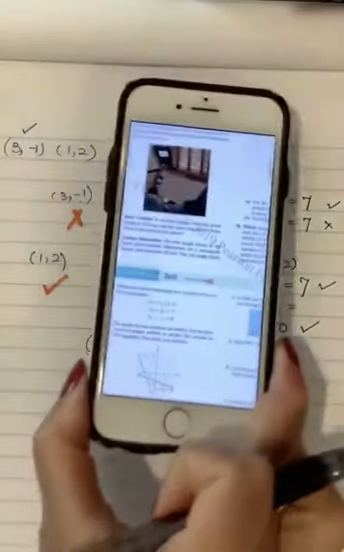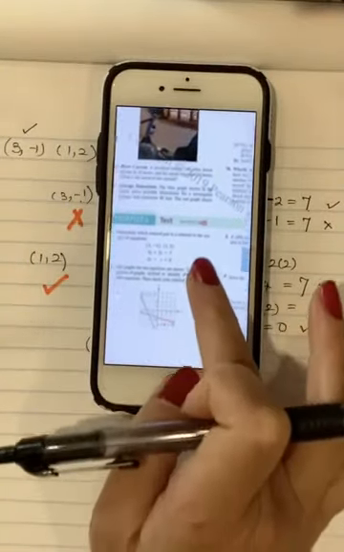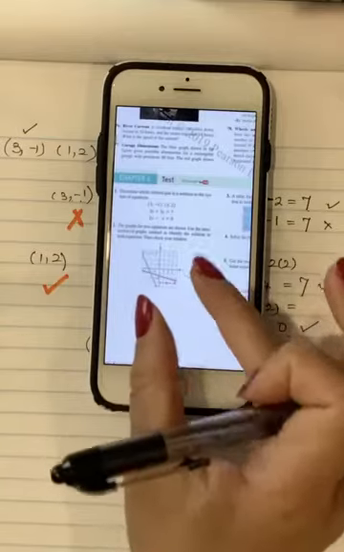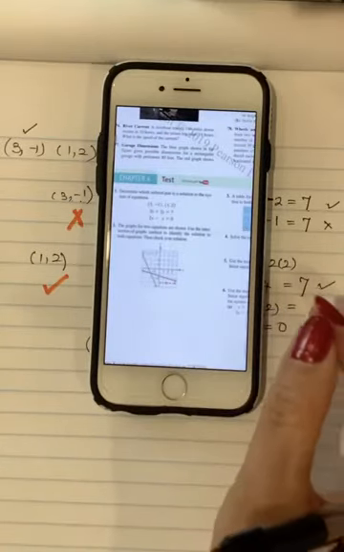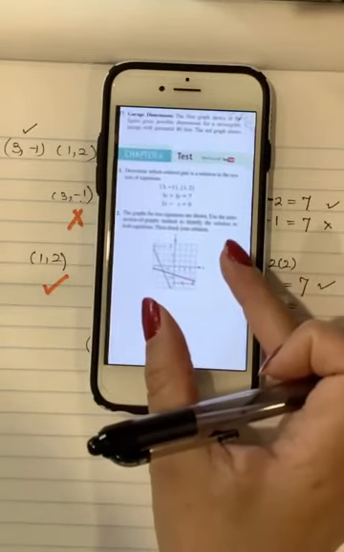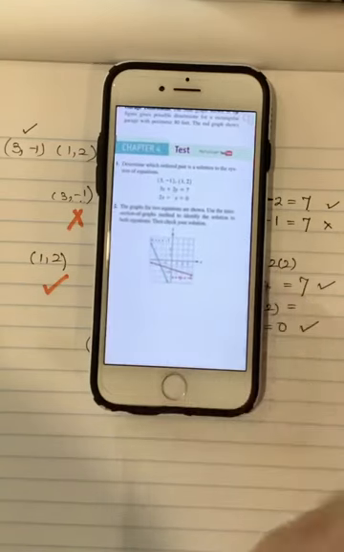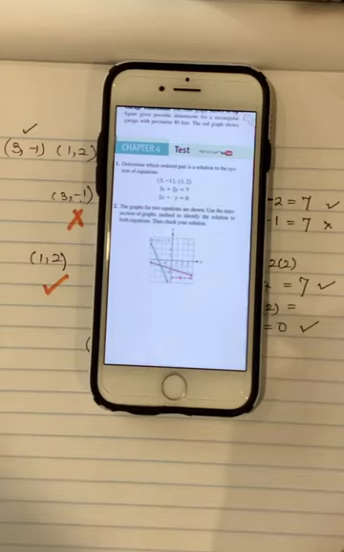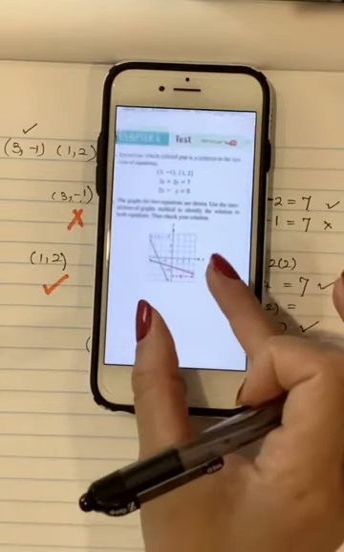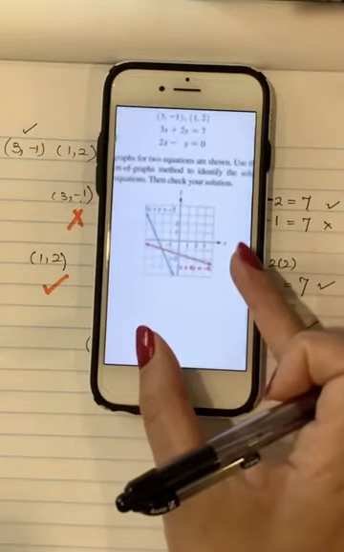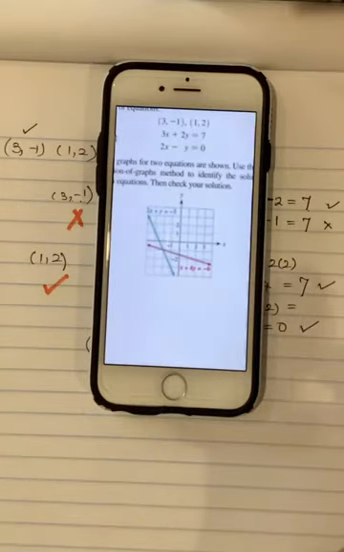Okay, going over to the next problem here. This is a graph. Now we need to find, what are they asking us? Number 2, they're asking us: graphs of the two equations are shown. Use the intersection of the graphs method and identify the solution to both the equations, and then check your answer. Okay, so I'm going to zoom in. If I try to copy it, it may not come out as accurate.